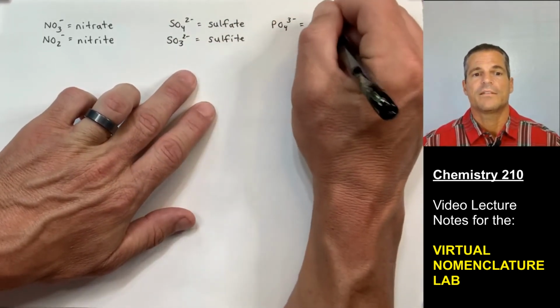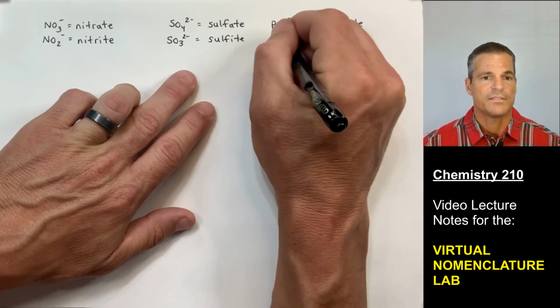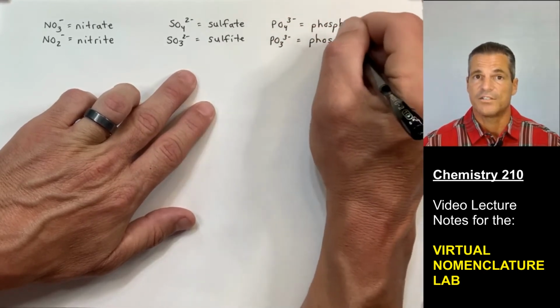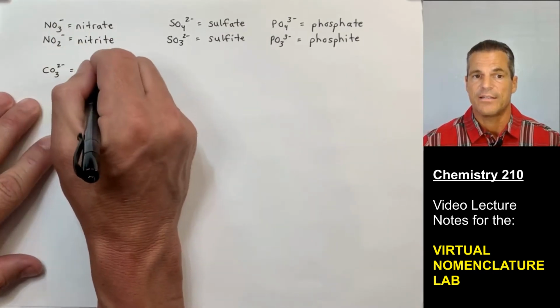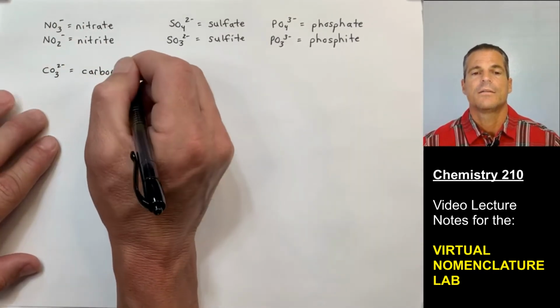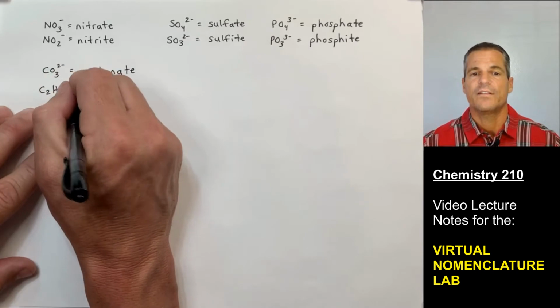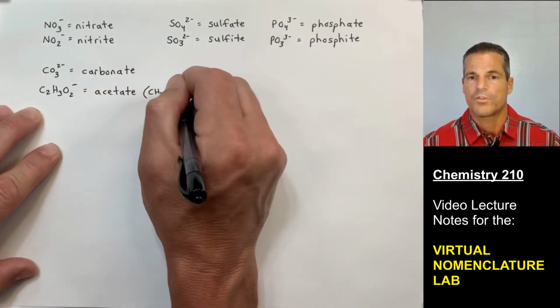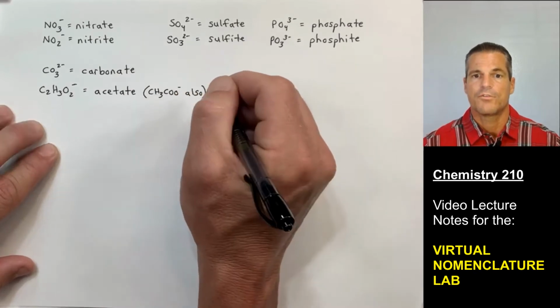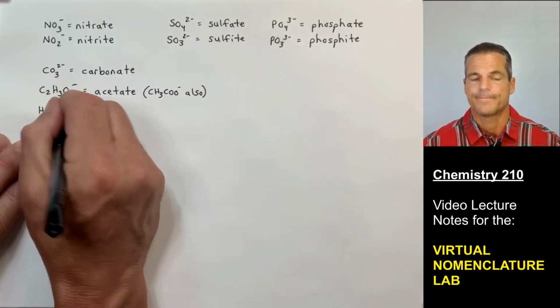So NO3- is nitrate, NO2- is nitrite. One less oxygen, right? A little skinnier, kind of like the a is fatter than the i in ate and ite. SO4 2- is sulfate, SO3 2- is sulfite. PO4 3- is phosphate, PO3 3- is phosphite.